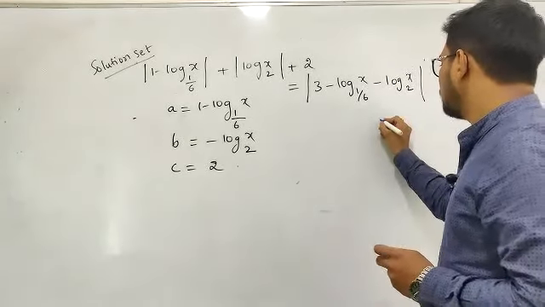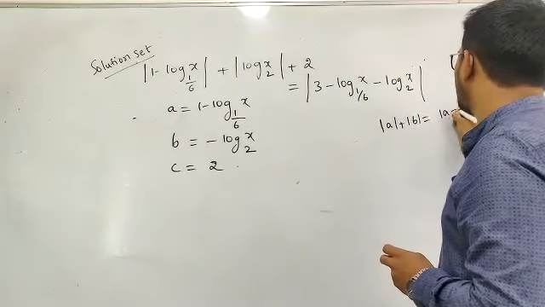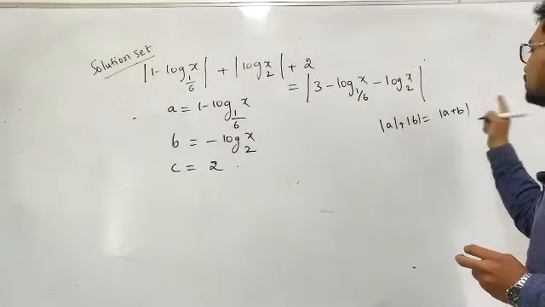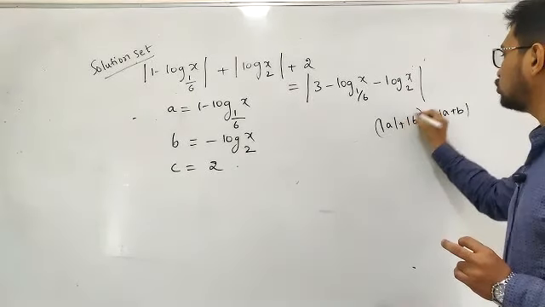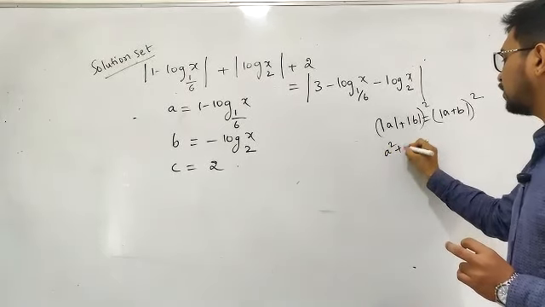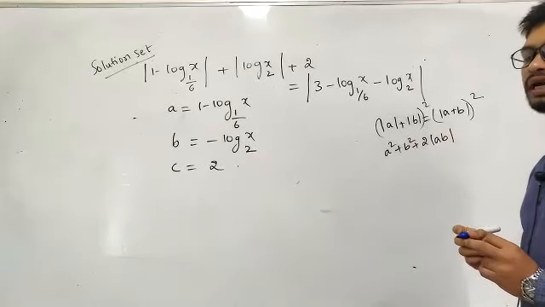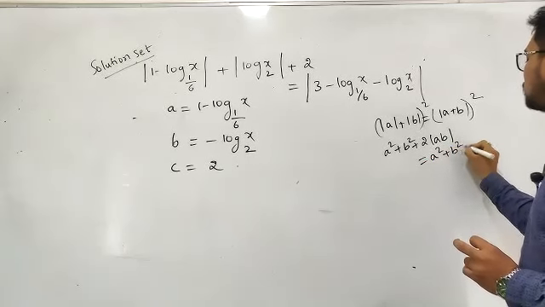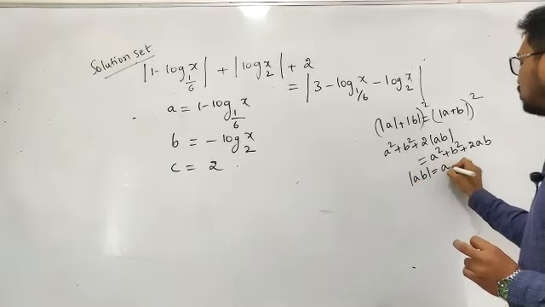For example, if I get mod A plus mod B is equal to mod of A plus B, let's square both sides. After squaring both sides, you'll get a square plus b square plus 2 mod ab, and this is nothing but a square plus b square plus 2ab. So from that, you'll get mod ab is equal to ab.